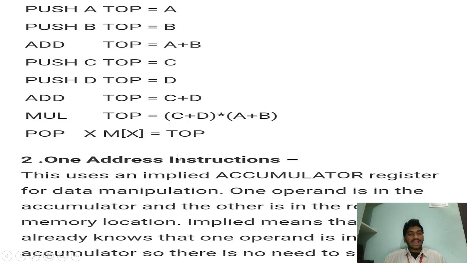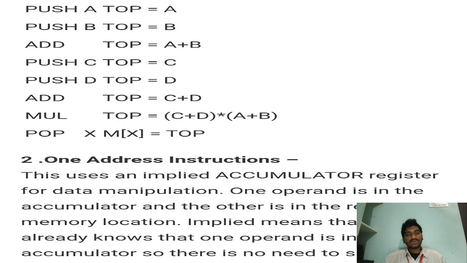The next one is the one address instruction. This uses an implied accumulator register for data manipulation. So the result will be stored in the accumulator. One operand is in the accumulator and the other is in a register or memory location. Implied means that the CPU already knows that one operand is in the accumulator, so there is no need to specify it.